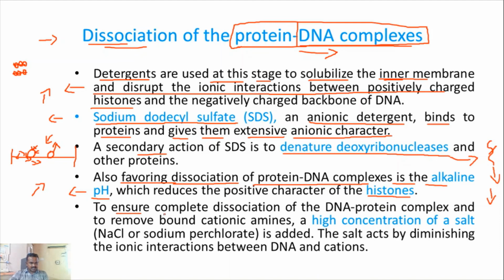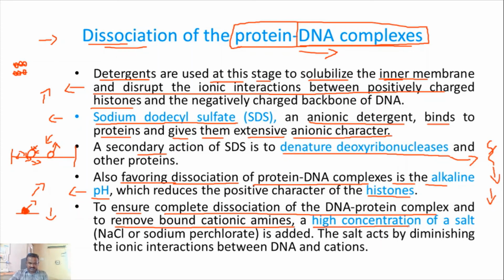Okay. Moreover, to ensure the complete dissociation of the DNA protein complex, it is achieved by removal of bound cationic amines. Bound cationic amines mean histone protein, bound cationic proteins. We can remove all kinds of histone protein, which is very important in the isolation of genomic DNA. Yes.